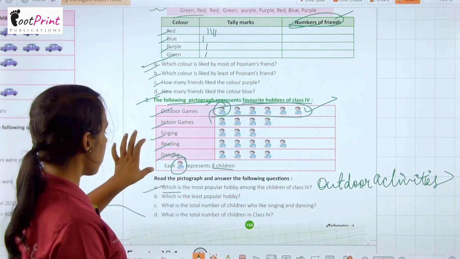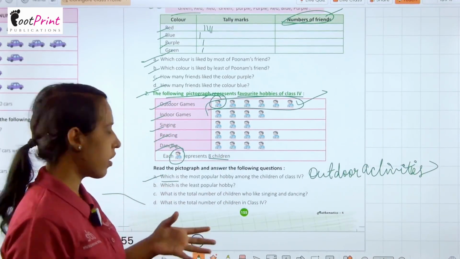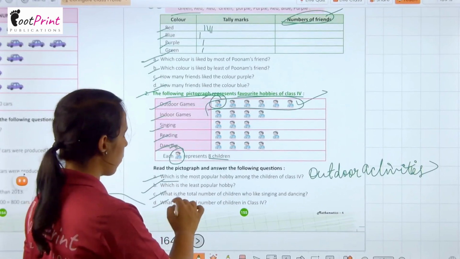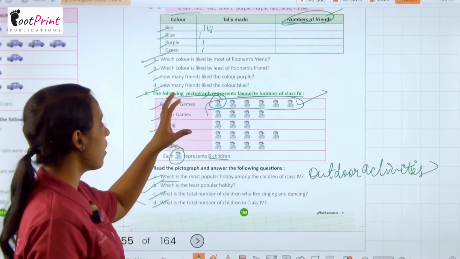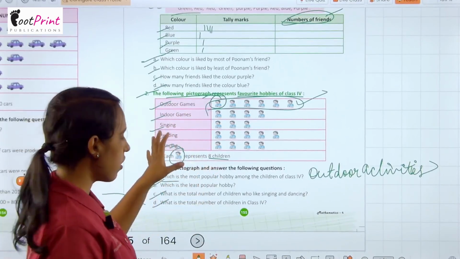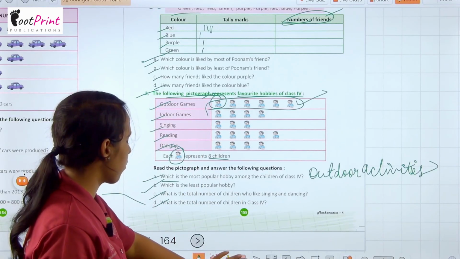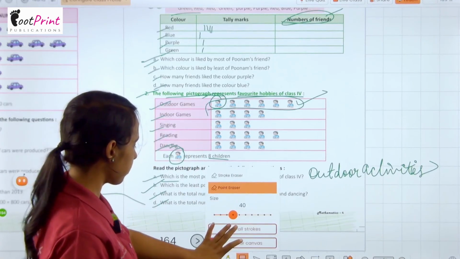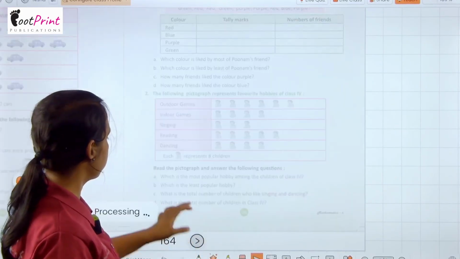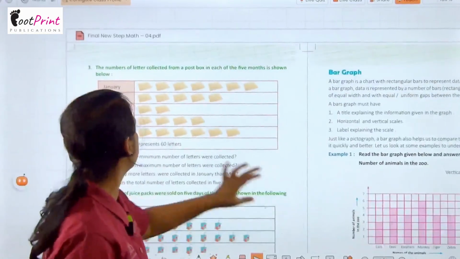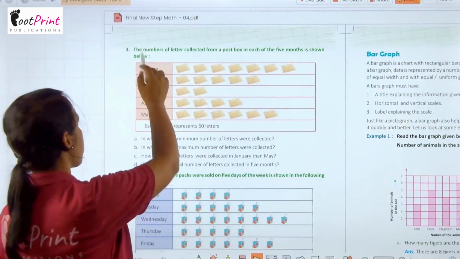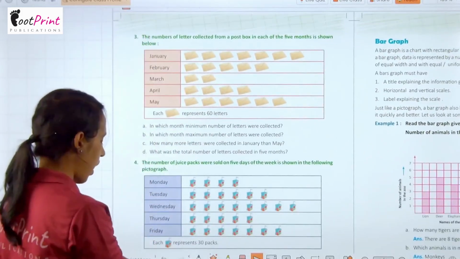So in this manner, you check all the questions and then observe the pictograph and try to give the answer of these questions. Now we are moving to the next one. Here we also have question number 3.